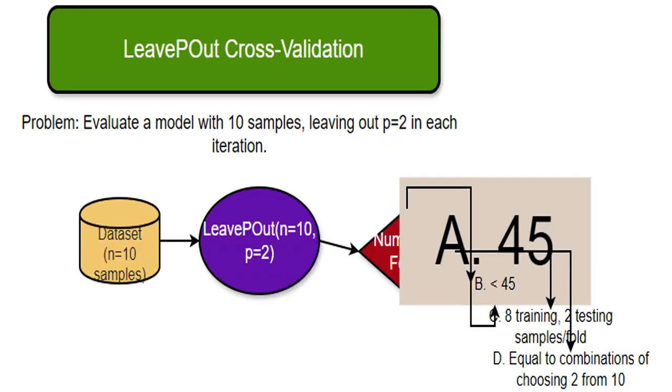This describes what each fold looks like. It says in every fold, each iteration, the model will be trained on 8 samples and tested on 2. This makes sense if we're leaving out 2 samples in each step.